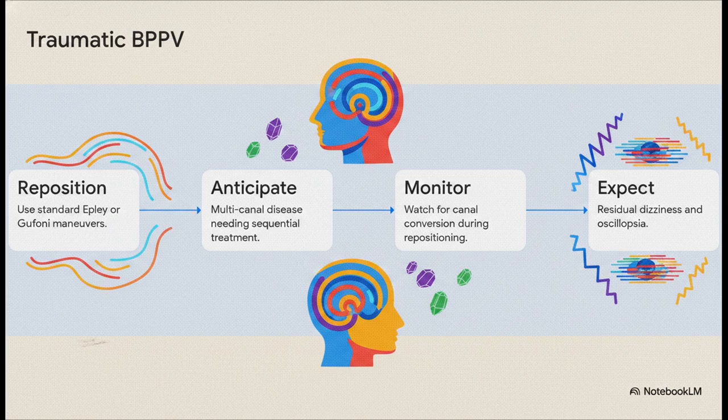So traumatic BPPV is a completely different beast from your standard idiopathic variety. Sure, it responds to standard repositioning maneuvers like the Epley or Gufani. But clinically, you've got to anticipate a really turbulent course. Be ready for multi-canal disease that's going to need sequential treatments. Keep a very close eye out for canal conversion during repositioning, and crucially, expect a much higher burden of residual dizziness and oscillopsia. That's just the reality of the accompanying central sensitization.